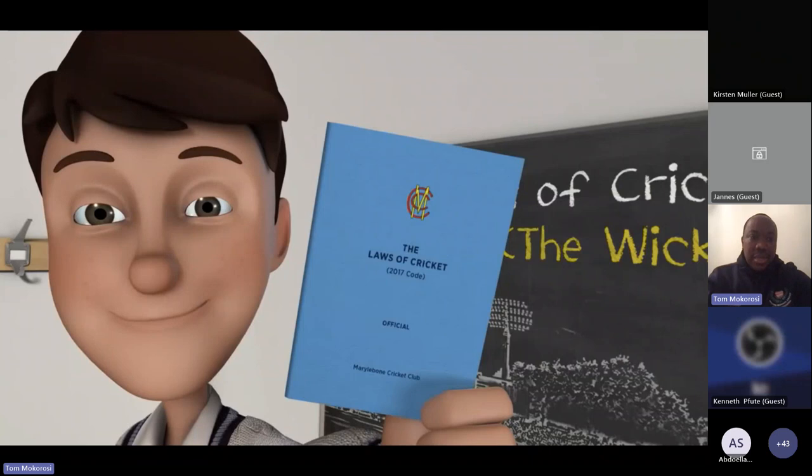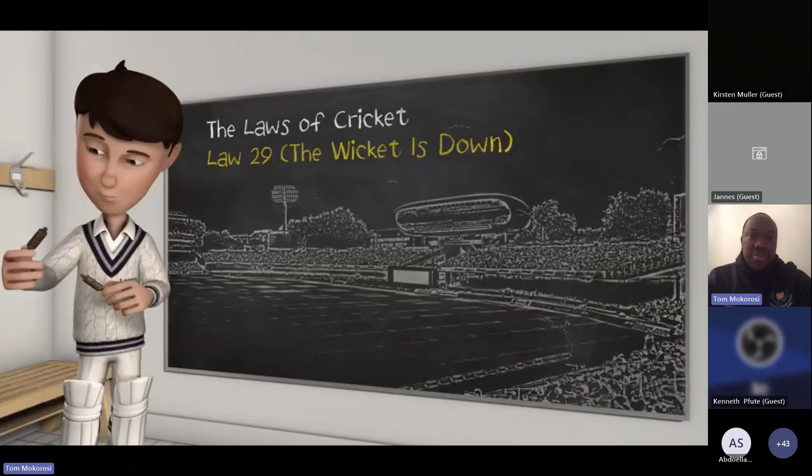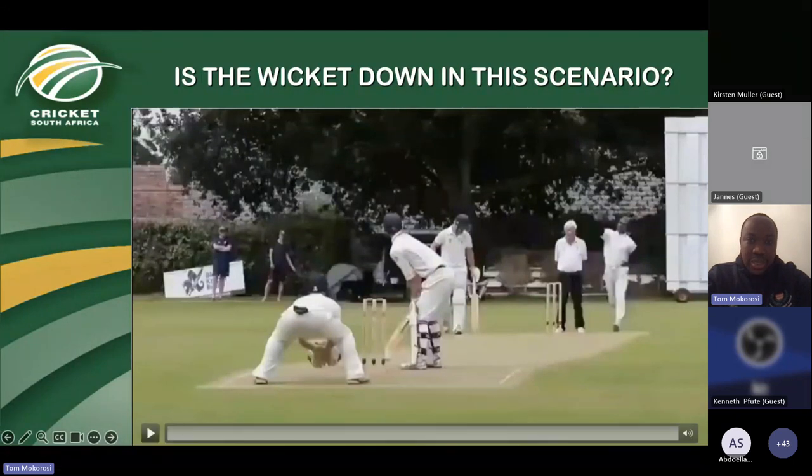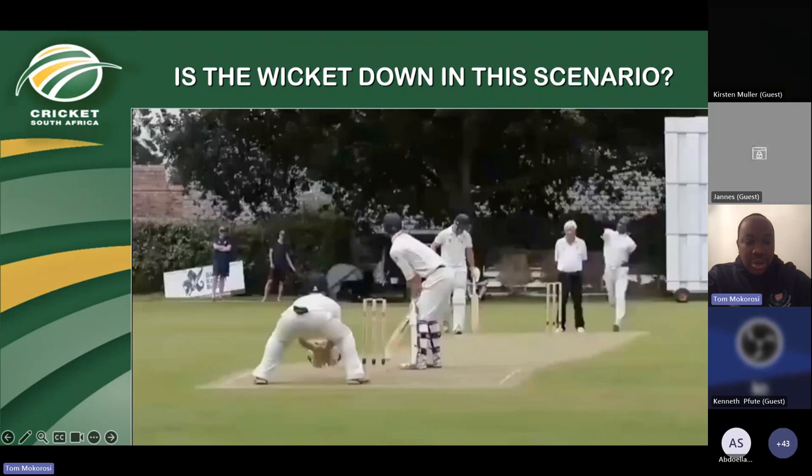So now that we've seen the theory with a bit of visuals, let's put our newly acquired knowledge into practice. I have a scenario for you in the next video. I'm sure you've all seen it. It did the rounds, especially during the early parts of COVID lockdowns. I want you to tell me, is this striker out or not out? Is the wicket down or not down in this scenario? There are going to be two scenarios that I take you through. So I want you to put one, out or not out. And then for the following scenario, I want you to put two, out or not out, in the chat box.